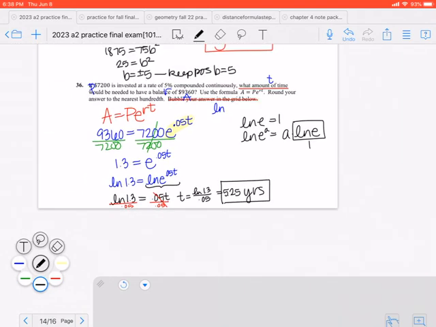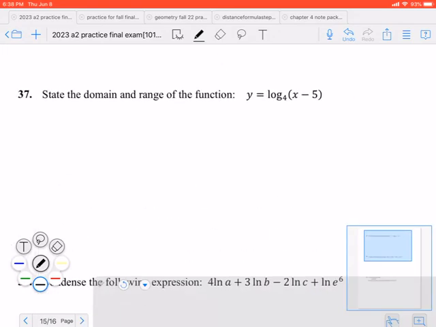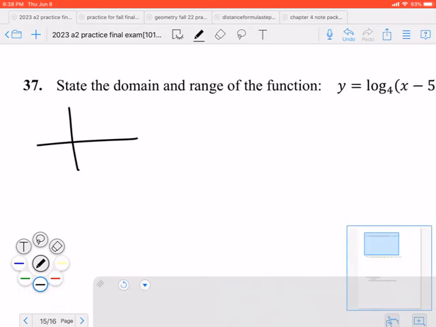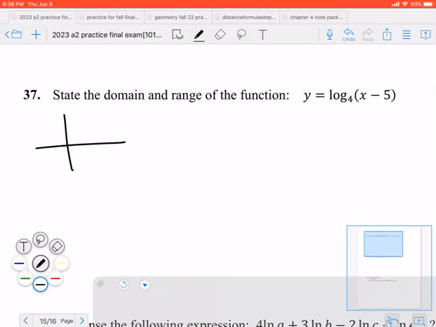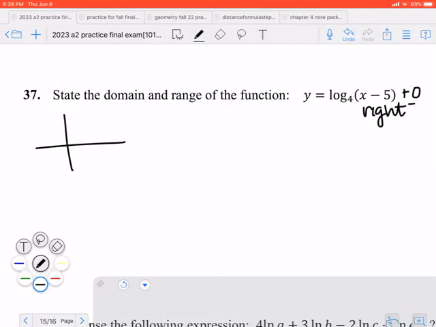Number 37. State the domain and the range of our logarithmic function. So you can graph this and see what it looks like. I put it in the graphing calculator, and it does the HK thing again, the opposite same. There's no number on the outside there, so it's not being moved up or down. It is being moved to the right 5 units. So that means we have our asymptote through positive 5, x equals 5.